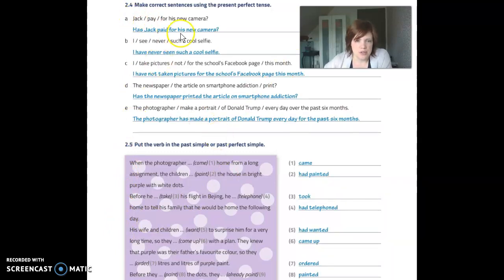Have a look at the solution. The first sentence: has Jack paid for his camera? It's a question. I have never seen such a cool selfie. Keep in mind that words like ever and never always go before the full verb. I haven't taken pictures for the school's Facebook page this month. This month is also a clear indication of the present tense. Has the newspaper printed the article? The photographer has made a portrait of Donald Trump every day for the past 6 months.